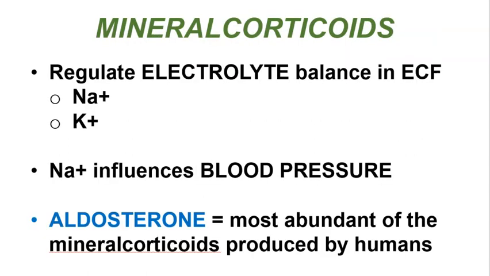The mineralocorticoids are a family of hormones that regulate the electrolyte balance of the extracellular fluid. This means the tissue fluid as well as the fluid in the bloodstream. In humans, sodium is important in regulating the volume of the extracellular fluid, the blood volume, as well as the blood pressure. When sodium is reabsorbed, water is going to follow it by osmosis. This is going to function to increase blood pressure. Meanwhile, we see that potassium is important in establishing the resting membrane potential of all cells. At the zona glomerulosa, aldosterone is the most abundant of the mineralocorticoids that's produced in humans.